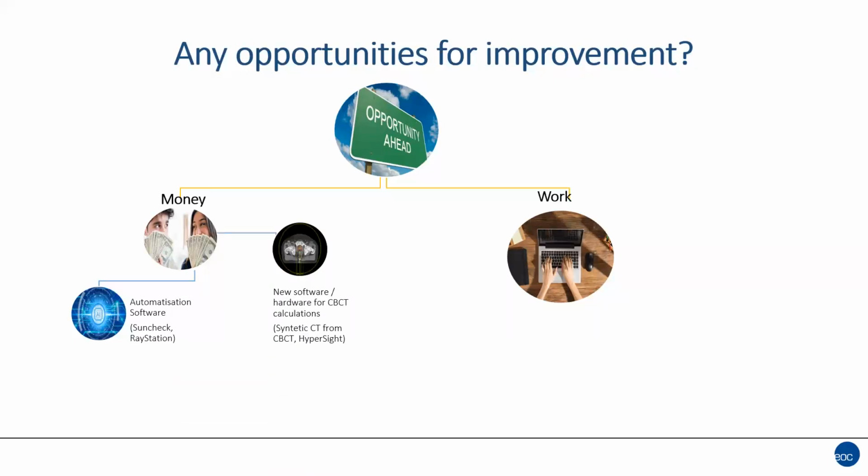Of course, you can invest in better software and hardware for the CBCT calculations. And we are talking here not only about the non-rigid algorithms, but generally full hardware like the HyperSight, which also gives you better image resolution, which is important if you want to do this especially for abdomen patients. And then we move to the hard work part, which could involve writing and establishing internal protocols and predefined action levels.